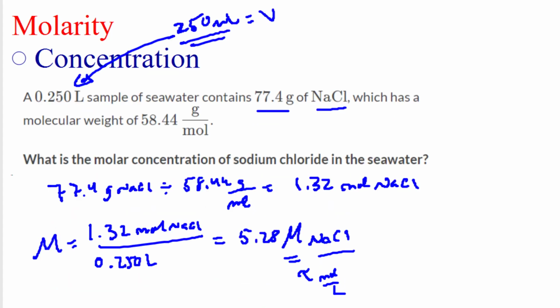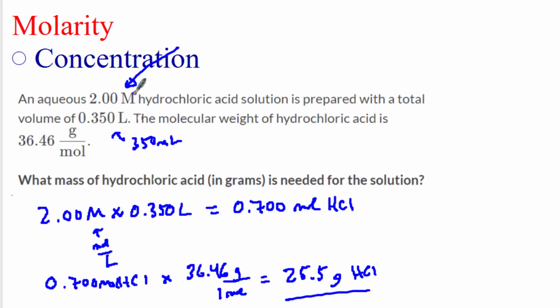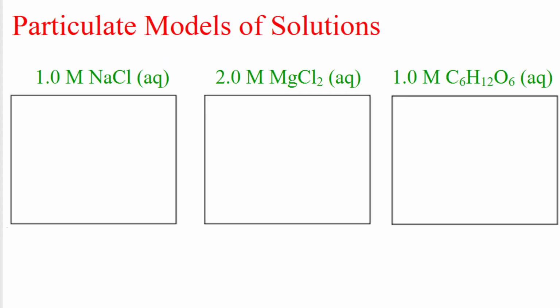And so we took a look at how to start with grams, get the moles divided by liters to get molarity. That's a divide problem. Or if you start with molarity, molar times liters equals moles times molar mass equals the number of grams.